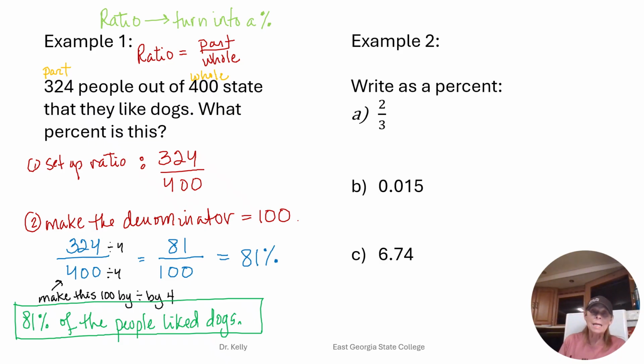So this next example asks us to write as a percentage. Now, you might readily know some fractions. You might readily know that 1/4 is 25%, right? And 1/2 is 50%, and so forth. And you might even know some others, like 1/5 being 20%. There's some that you might know, but you might not know that. What do you do if you don't know that?